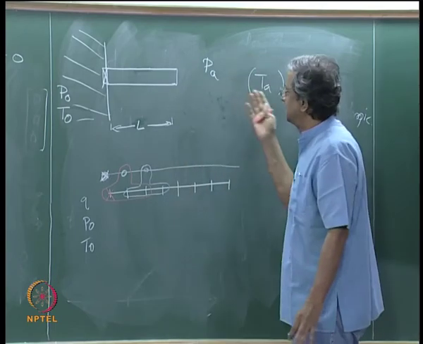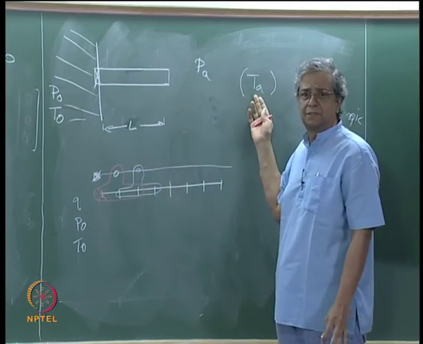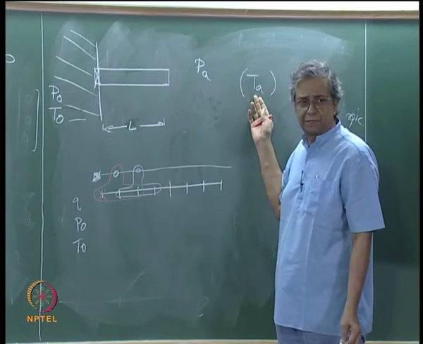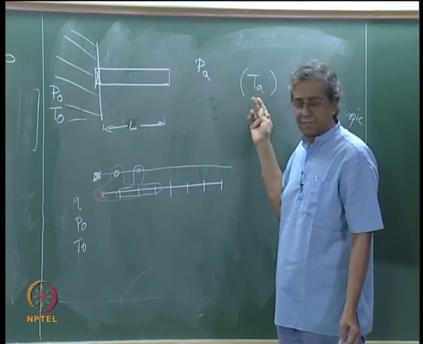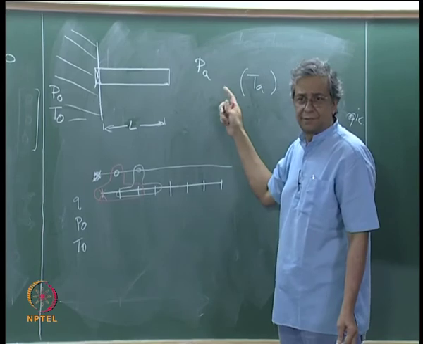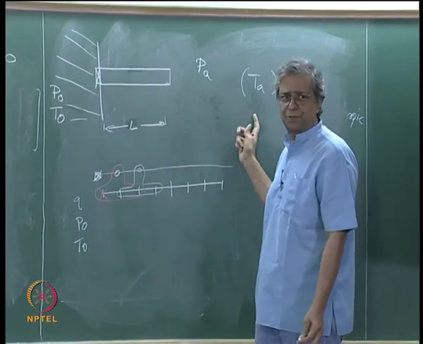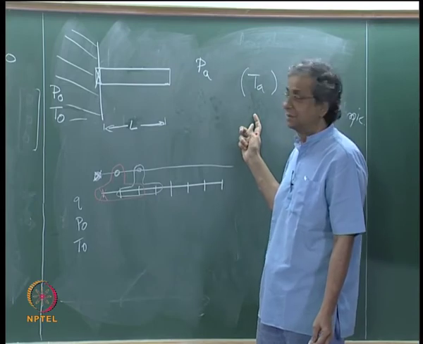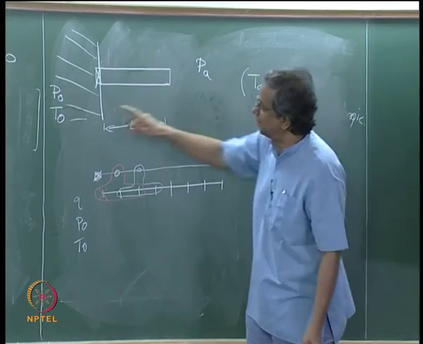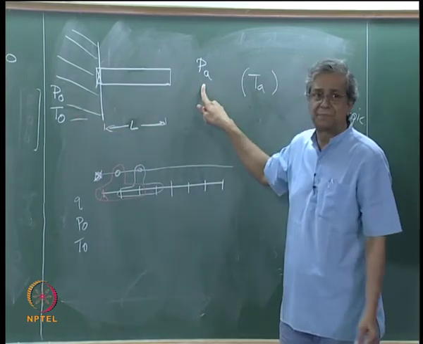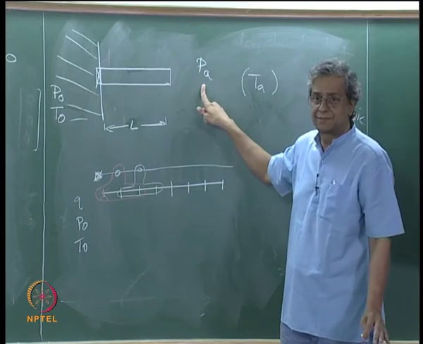And you understand that whether T ambient is at 300 Kelvin or 320 Kelvin or whatever, as long as the pressure is the same, the gas dynamics of this is not going to change. It does not depend on T ambient. We already know that. So from the physics point of view, we need P naught, T naught and P ambient. That is what the physics tells us.